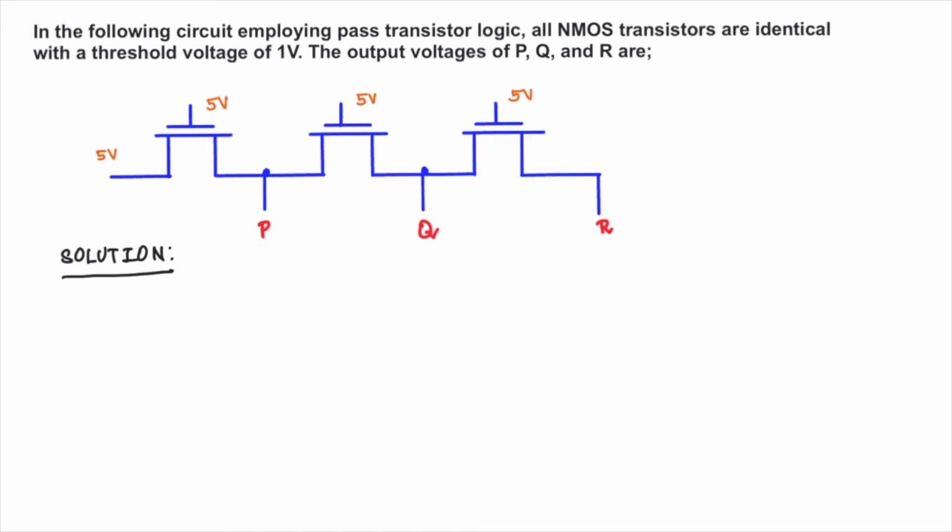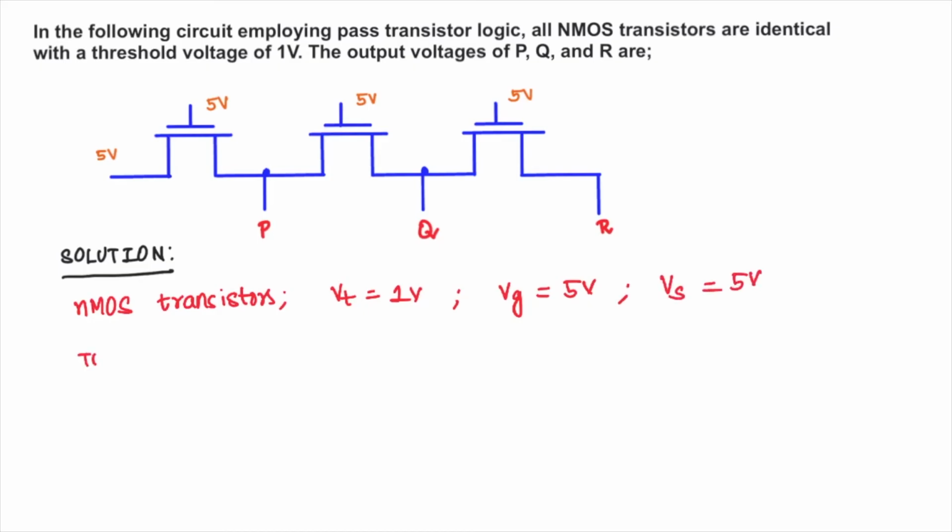So we will first write down all the given values for this particular problem. From the question directly we can see that all these are NMOS pass transistors, and from the symbol also we can realize. It is given that they all have a threshold voltage of 1 volt, all 3 transistors. All 3 gate voltages are going to be 5 volts, and the initial source voltage is given as 5 volts.